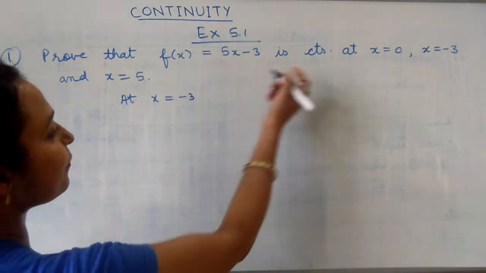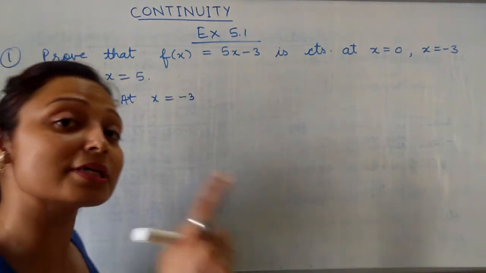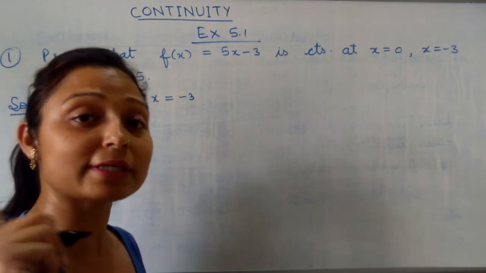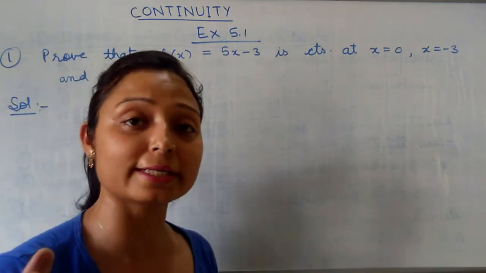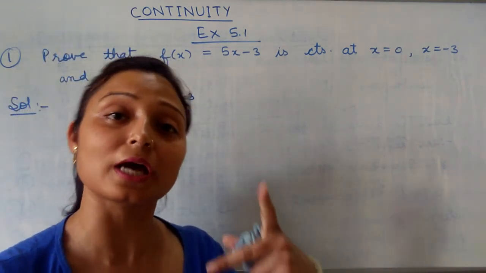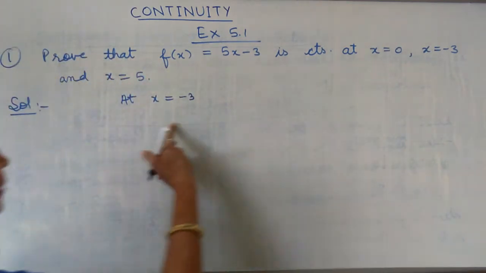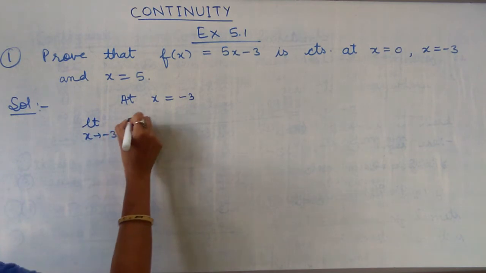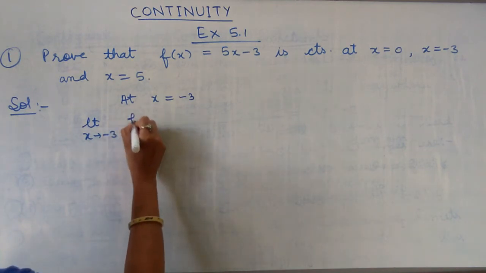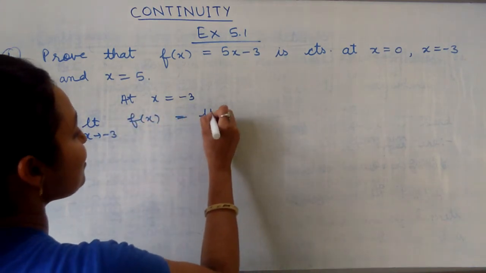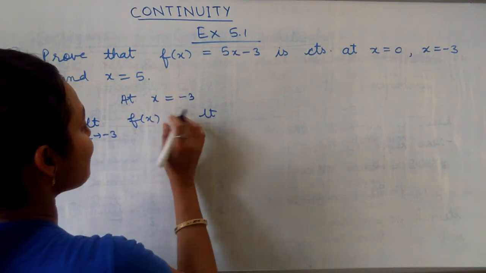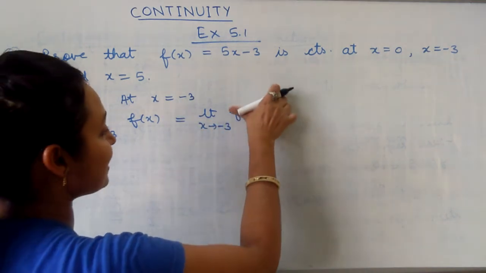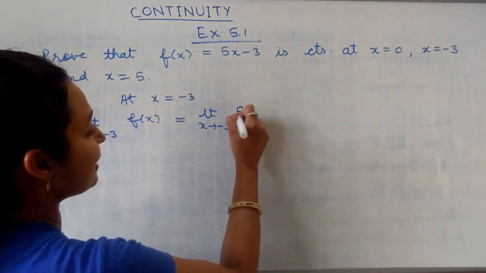How can we do that question? Again I will go through the first definition, not left hand limit, not right hand limit. I will take the definition of left and right limit when two different functions are given. So I will start with the limit x approaches negative 3, only negative 3, f of x. I will change the value by 5x minus 3.